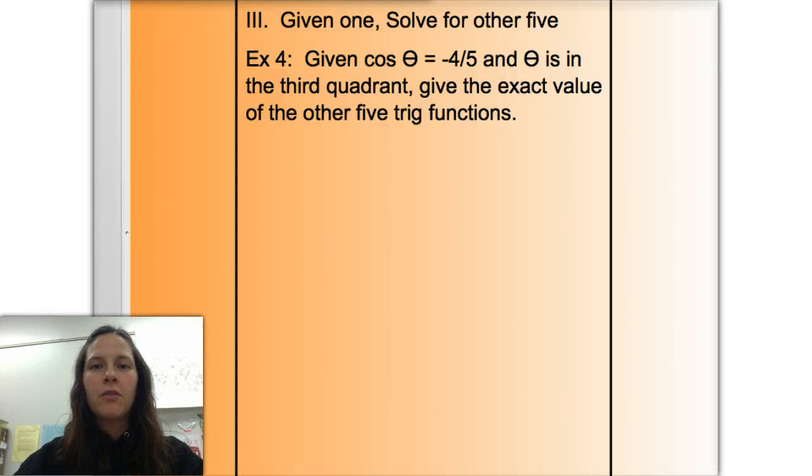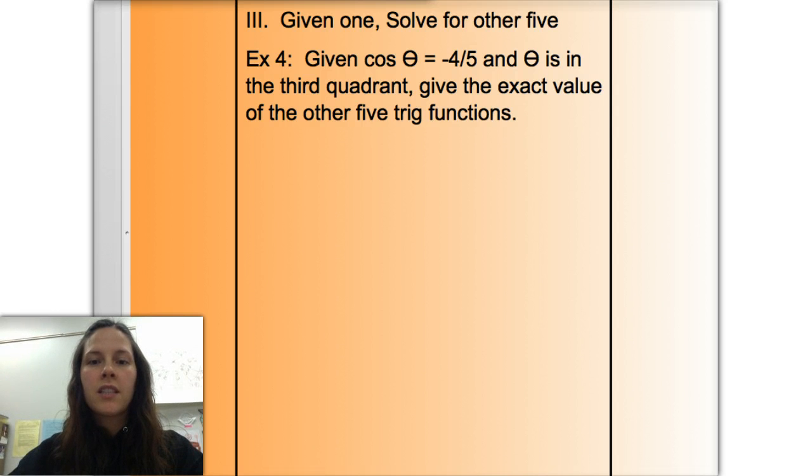Our last type of example for this lesson is, given one trig function's value and one other piece of information, we can determine the exact value for the other 5 trig functions. The reason we need one other piece of information is because every trig function is positive in 2 quadrants and negative in 2 quadrants, so we need to narrow down exactly which quadrant we're in in order to exactly find the other 5 trig functions.